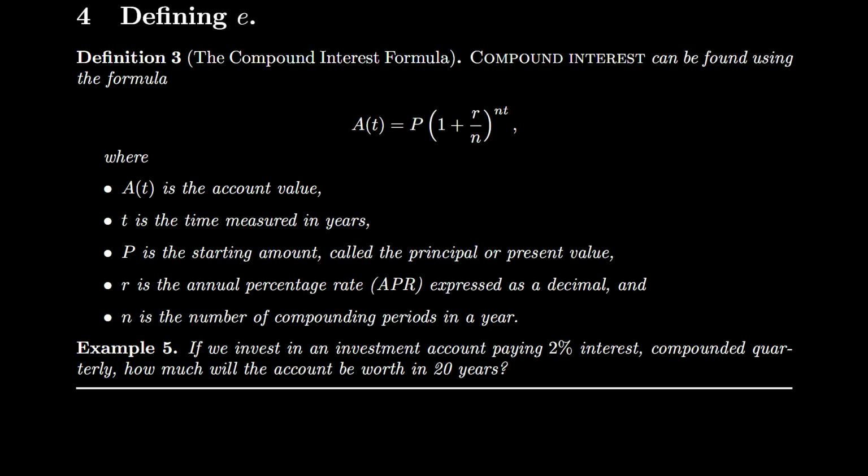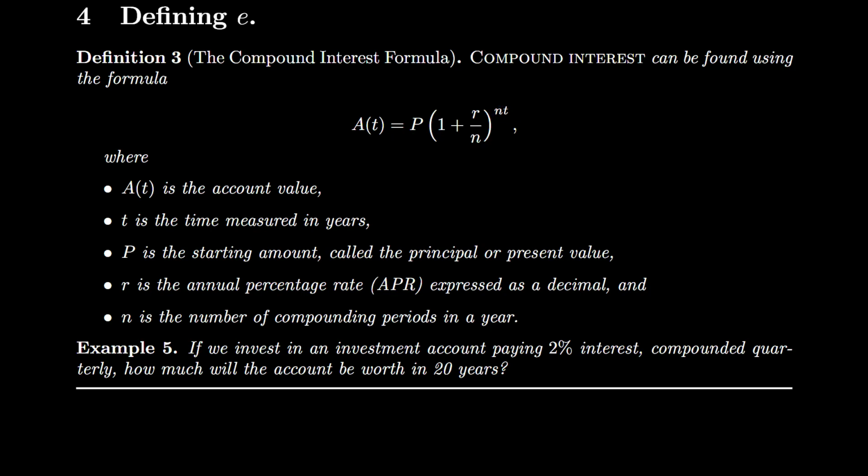But compound interest can be found using the formula. There's the formula. And in that formula, which is clearly an exponential formula, it's some constant times some base, that whole thing's the base, raised to some power. So nt is your x, 1 plus r over n is your b, and p is your a, if you want to know how this is an exponential formula.